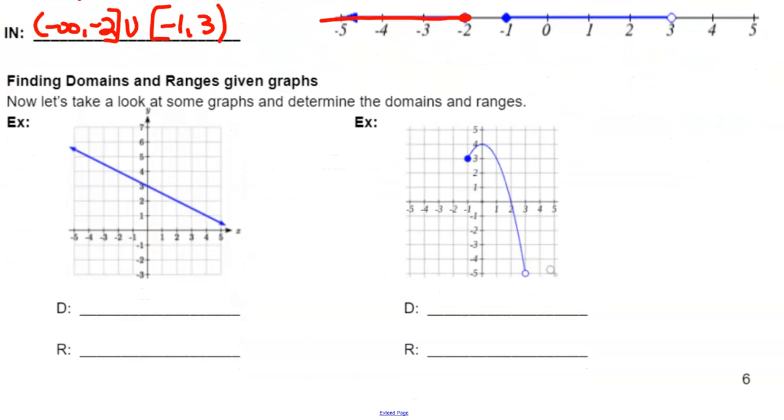All right, so let's use that idea and look at some graphs. We already did some stuff with tables to determine domain and range, so I'm going back to this domain and range. What are our possible x values? What are our possible y values that I have?